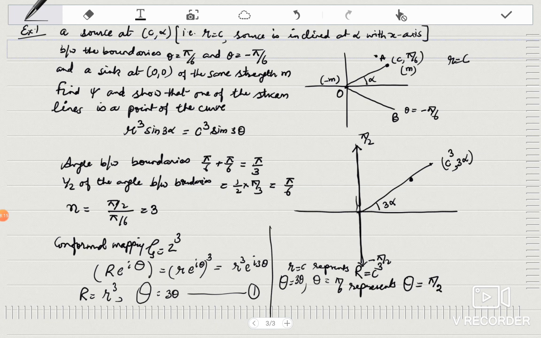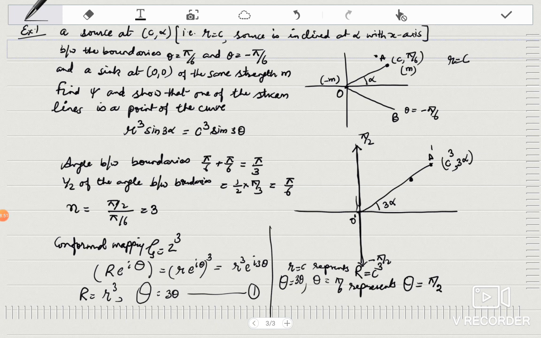So the conformal mapping exists, and applying it, corresponding to A we get a point A dash, where O dash A dash is equal to C cubed, and this is inclined at angle 3 theta, because the relation between the two thetas is that the new one will be 3 times the original one. The original one was small alpha, so it will become 3 alpha. Now look at the advantage. This is the rigid boundary present in the flow region, and this is the source.